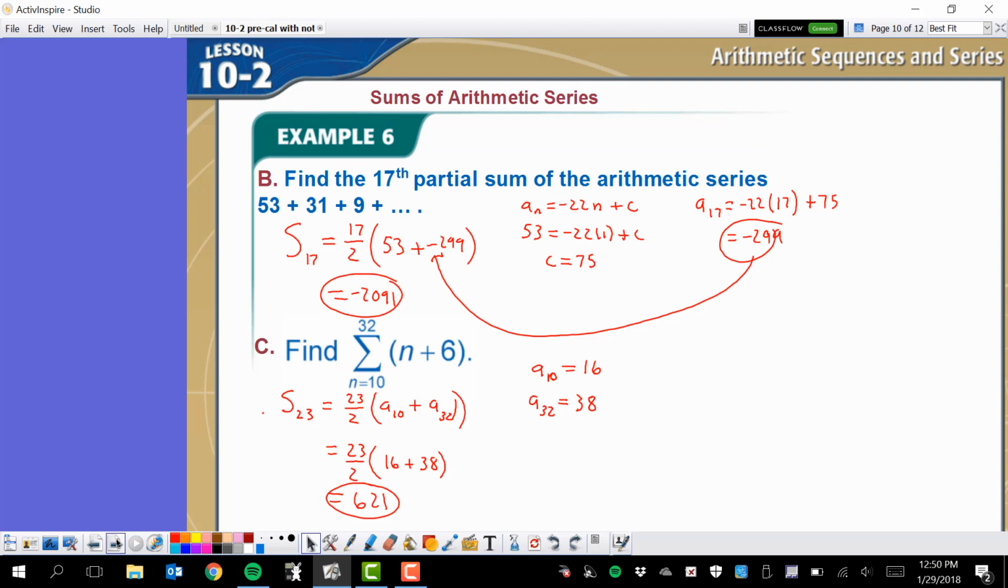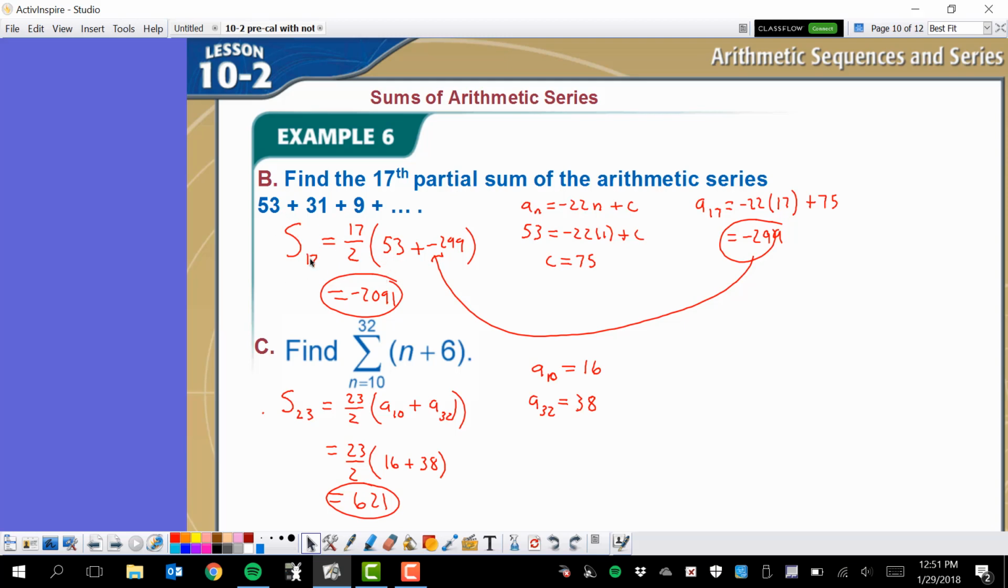Here's two more applications of that same concept. It says find the 17th partial sum of the arithmetic series. So what we're going to do here is find the sum of the first 17 terms of the series. If you want to do it the hard way, you can continue this series 17 times and then add up all those numbers, or you can use that nifty little formula we just had.